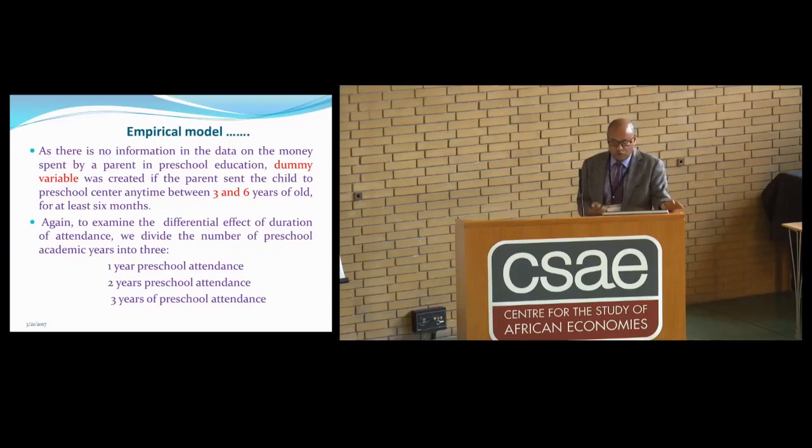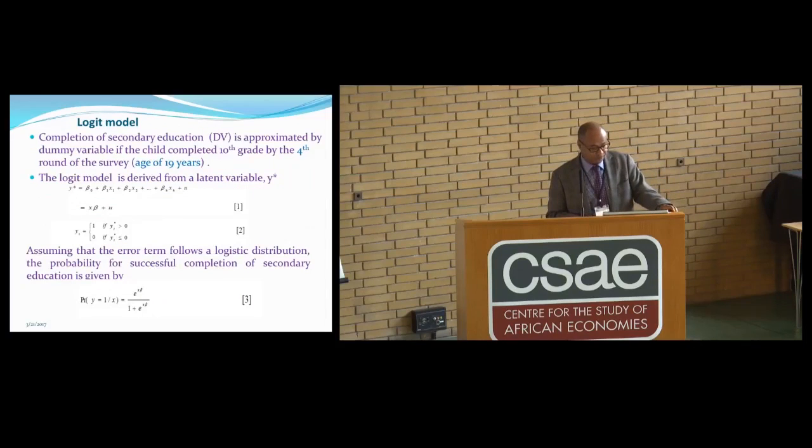But in our data, there is no information on how much parents spend on preschooling. Therefore, we define a dummy variable: it is 1 if the parent sends the child to a preschool center anytime between the ages of 3 and 6 for at least 6 months. Again, to examine the differential effects of the duration of attendance, which are also associated with quality, we divide the number of preschool academic years into 3 types: 1 year, 2 years, and 3 years of preschool attendance. The reason we do this is that the government now has a recent initiative to provide only 1 year of preschool attendance, and that has an implication for that program.